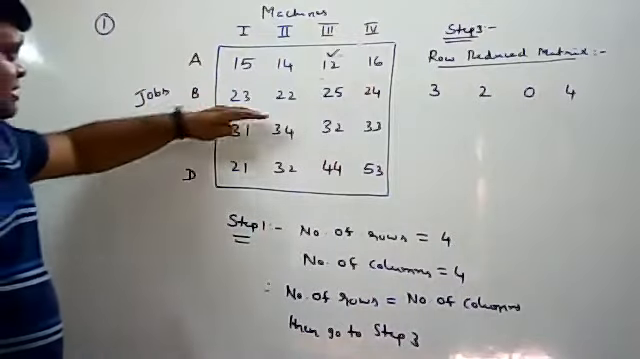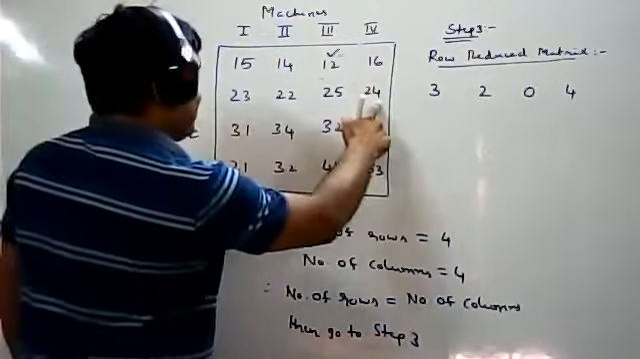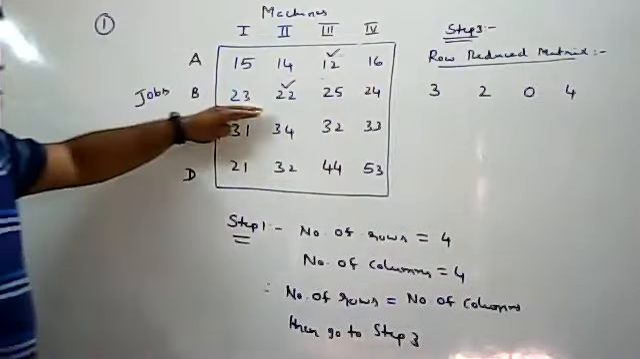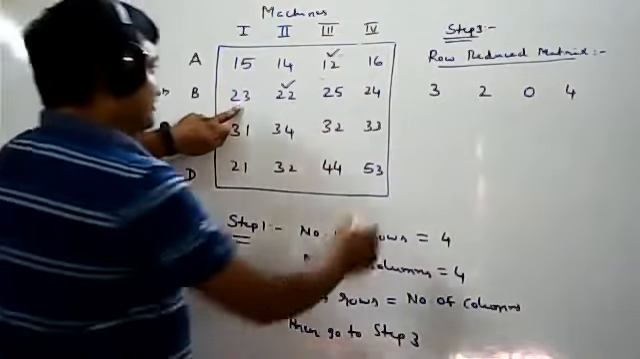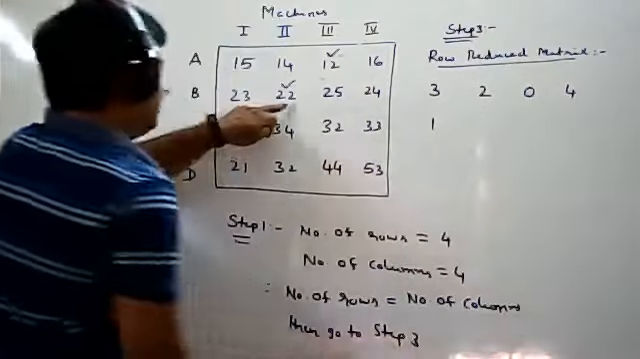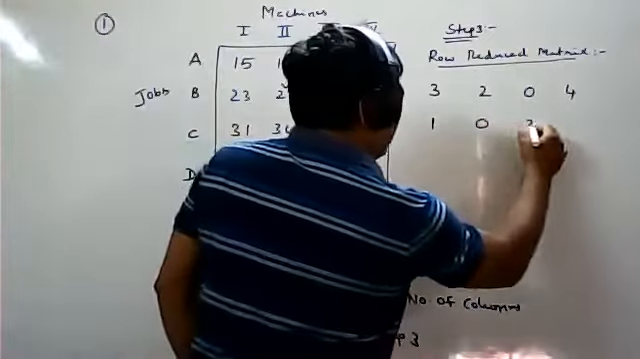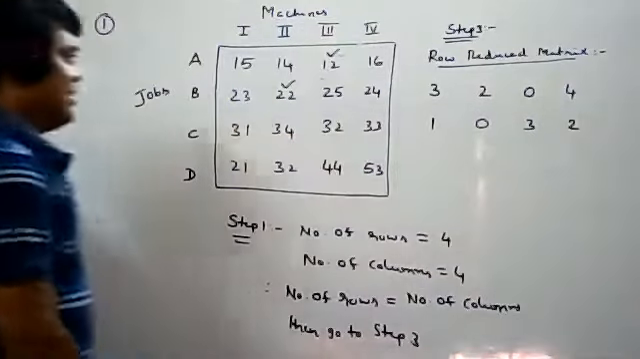Similarly, repeat the procedure for each and every row. Identify the second row. What is the smallest element? Smallest element is 22. It should be subtracted from each and every element of that particular row. So 23 minus 22, the value is 1. 22 minus 22, 0. 25 minus 22, 3. 24 minus 22, 2. Now second row is completed.